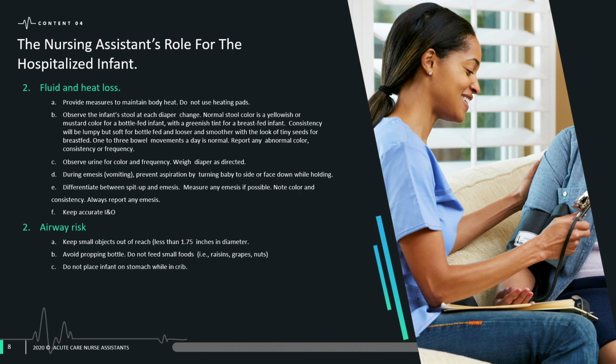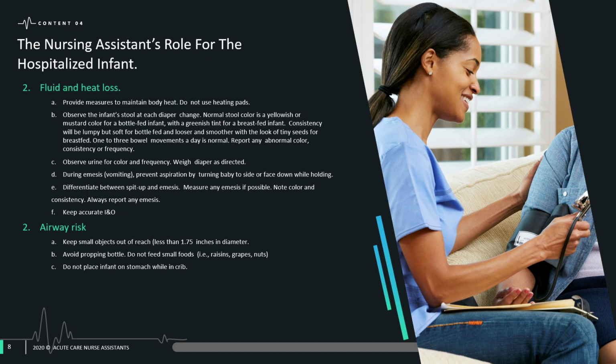Observe urine for color and frequency. Weigh the diaper as directed. During emesis or vomiting, prevent aspiration by turning the baby to the side or face down while holding. Differentiate between spit up and emesis. Measure any emesis if possible. Note color and consistency. Always report any emesis. Keep an accurate input and output.